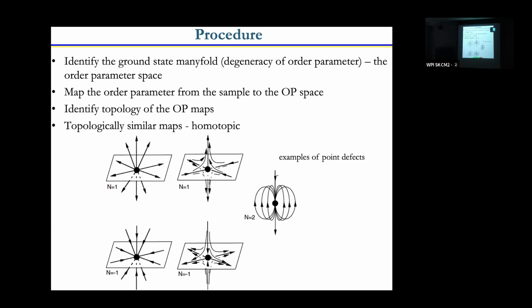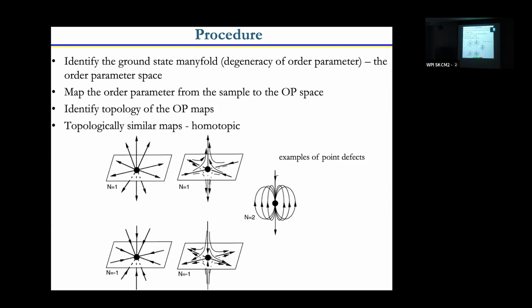So that's the first step of the procedure. We characterize a physical system and see what the order parameter space is that describes all possible values of the order parameter. And then we map the order parameter from the sample to the order parameter space. And sample here is in more general terms, because as we will see in a little bit, sometimes the physical space may need to be compactified on some configurational space.